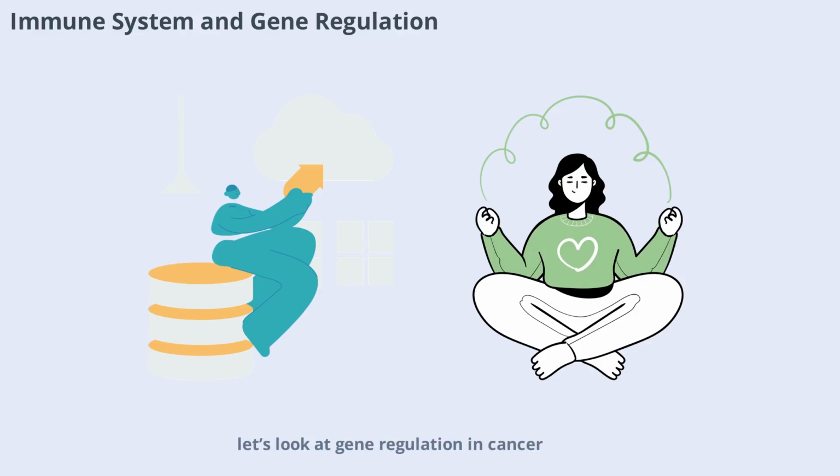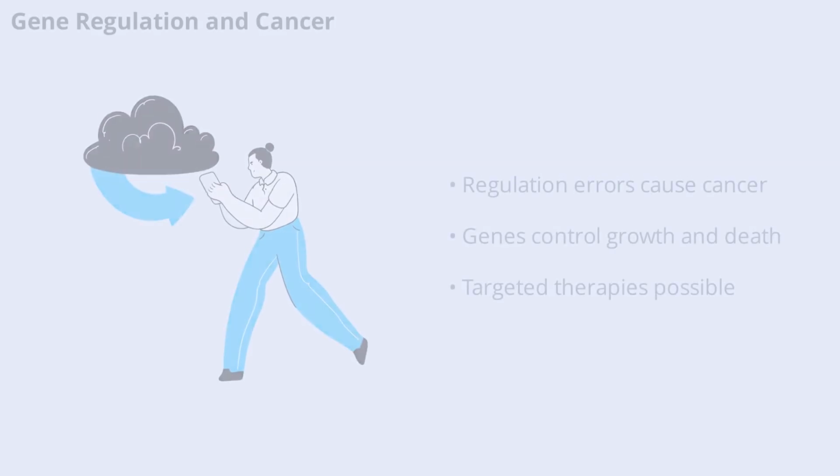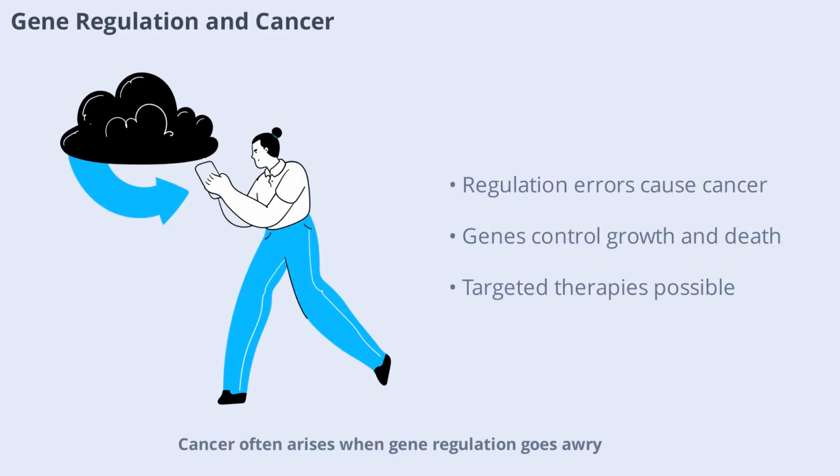Next, let's look at gene regulation in cancer. Cancer often arises when gene regulation goes awry. Genes that control cell growth, division, or death may become overactive or silenced, leading to uncontrolled cell proliferation. Mutations in regulatory genes can disrupt normal checks and balances. Understanding how gene regulation fails in cancer helps scientists develop targeted therapies.